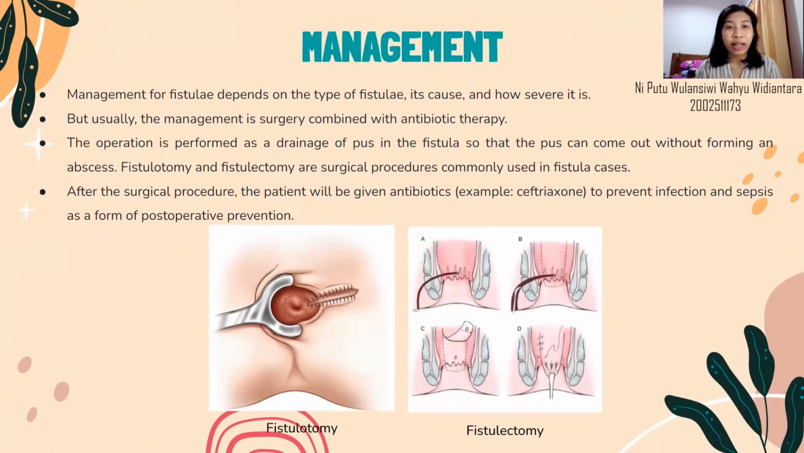Management for fistula depends on the type of fistula, its cause, and how severe it is. But usually, the management is surgery combined with antibiotic therapy. The operation is performed as a drainage of pus in the fistula so that the pus can come out without forming an abscess. Fistulotomy and fistulectomy are surgical procedures commonly used in fistula cases. After the surgical procedure, the patient will be given an antibiotic such as ceftriaxone to prevent infection after surgery. And this is the picture of the fistulotomy and fistulectomy procedures.